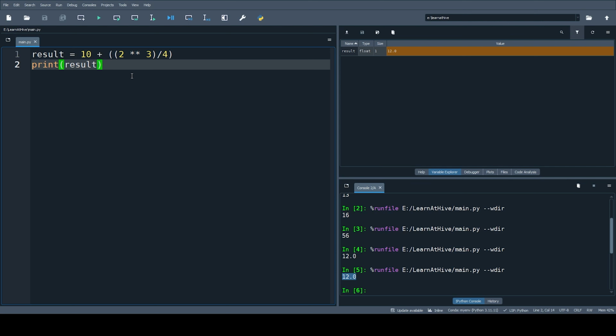And that's it. You now know how Python decides which operations to perform first and how to use parentheses to take control. Try writing some expressions yourself to practice, and let me know in the comments if you have any problems.